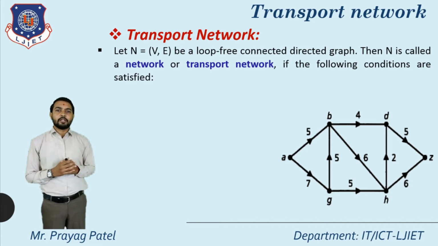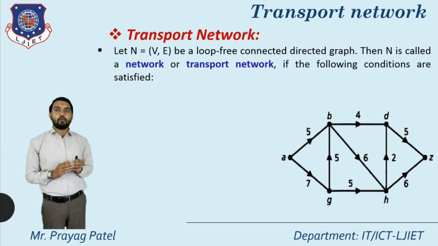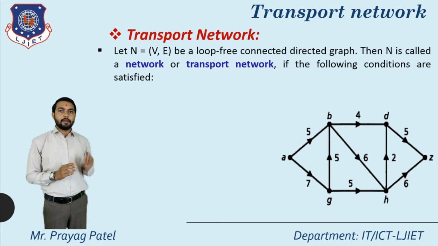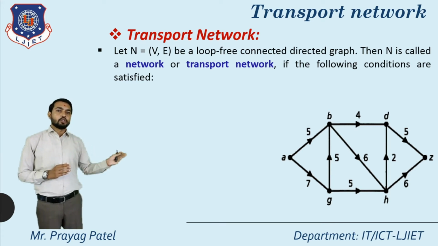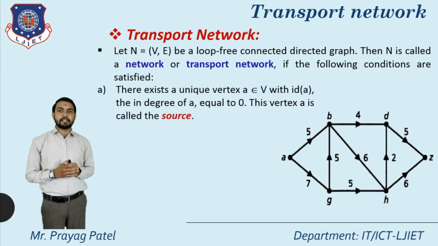Basically the definition of the transport network is: let N equal to (V, E). Here N is a network. The network contains V and E, a set of nodes and a set of edges. So N equal to (V, E) is a loop-free connected directed graph. Here the directed graph is given. Then N is called a network or transport network if the following conditions are satisfied. So this figure is called the transport network if it satisfies this first condition: there exists a unique vertex A belonging to V with in-degree 0.